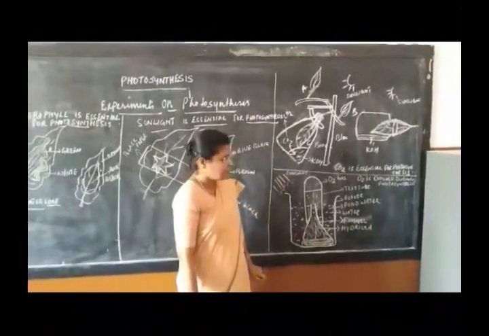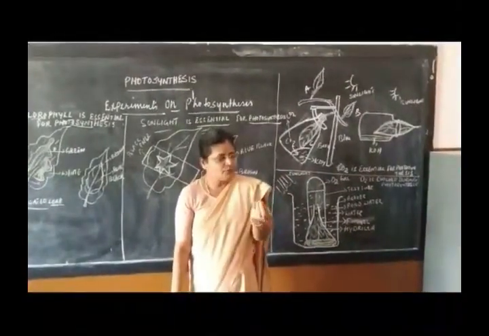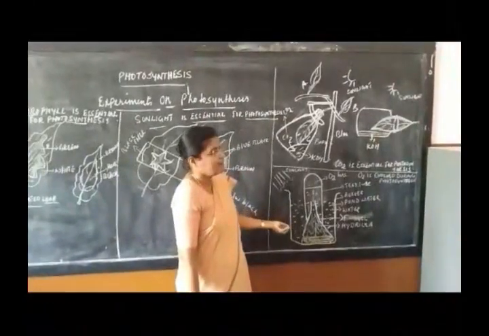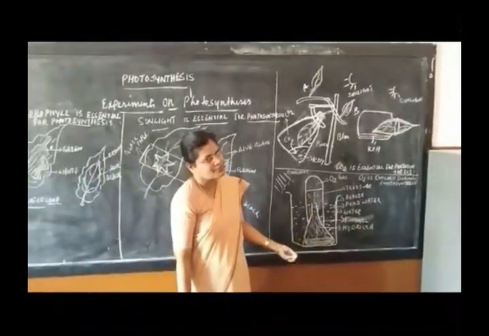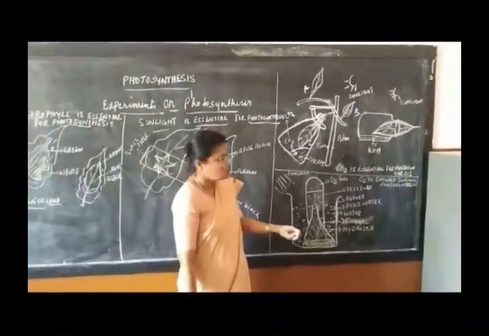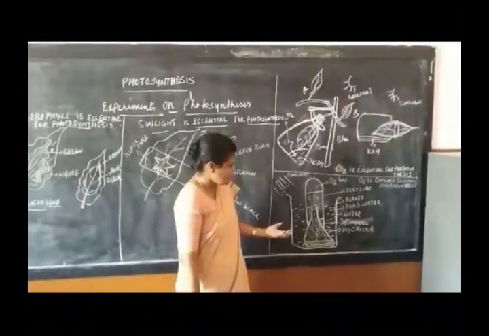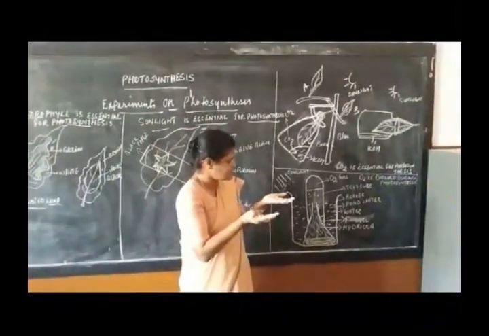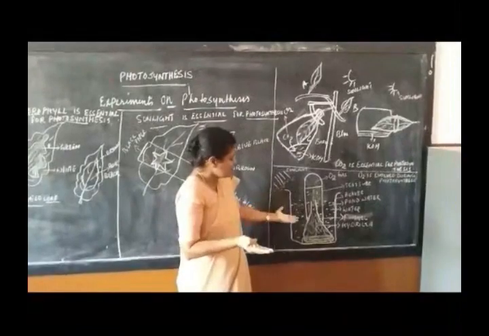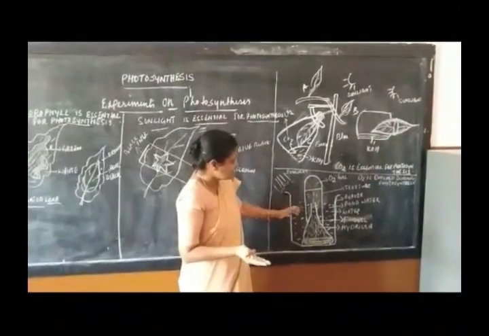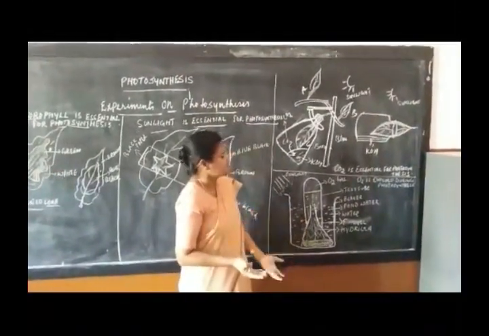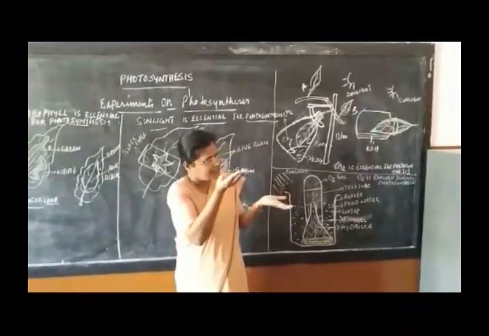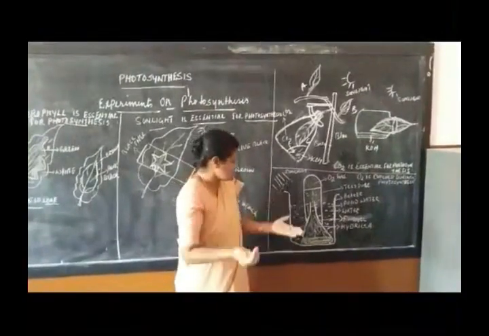Number 3, if you put a few grams of calcium carbonate, it accelerates the rate of photosynthesis. If you don't do that, photosynthesis still takes place, but when you put in the calcium carbonate, it gets dissolved and carbon dioxide is released. So the greater the carbon dioxide, the greater is the rate of photosynthesis.